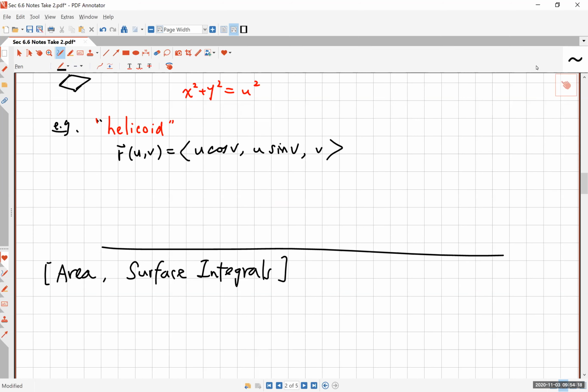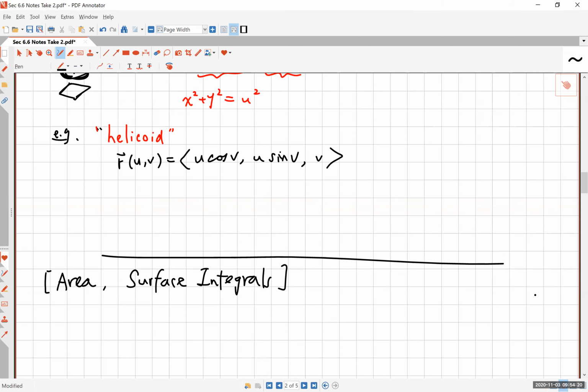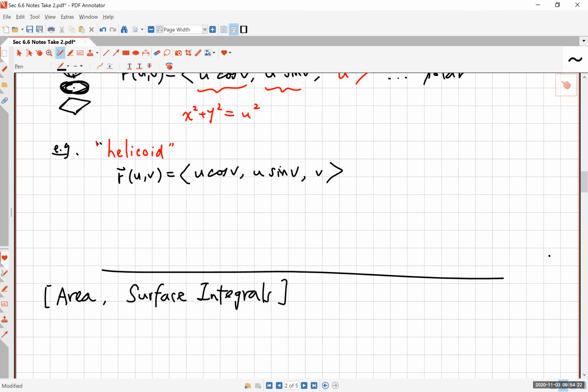Okay, so before I go to the surface integrals, I was going to show you one more example of a parameterized surface, and that's called a helicoid. All right, so what in the world is a helicoid? The parameterization is here: u cosine v, u sine v, v. All right. So what does that mean?